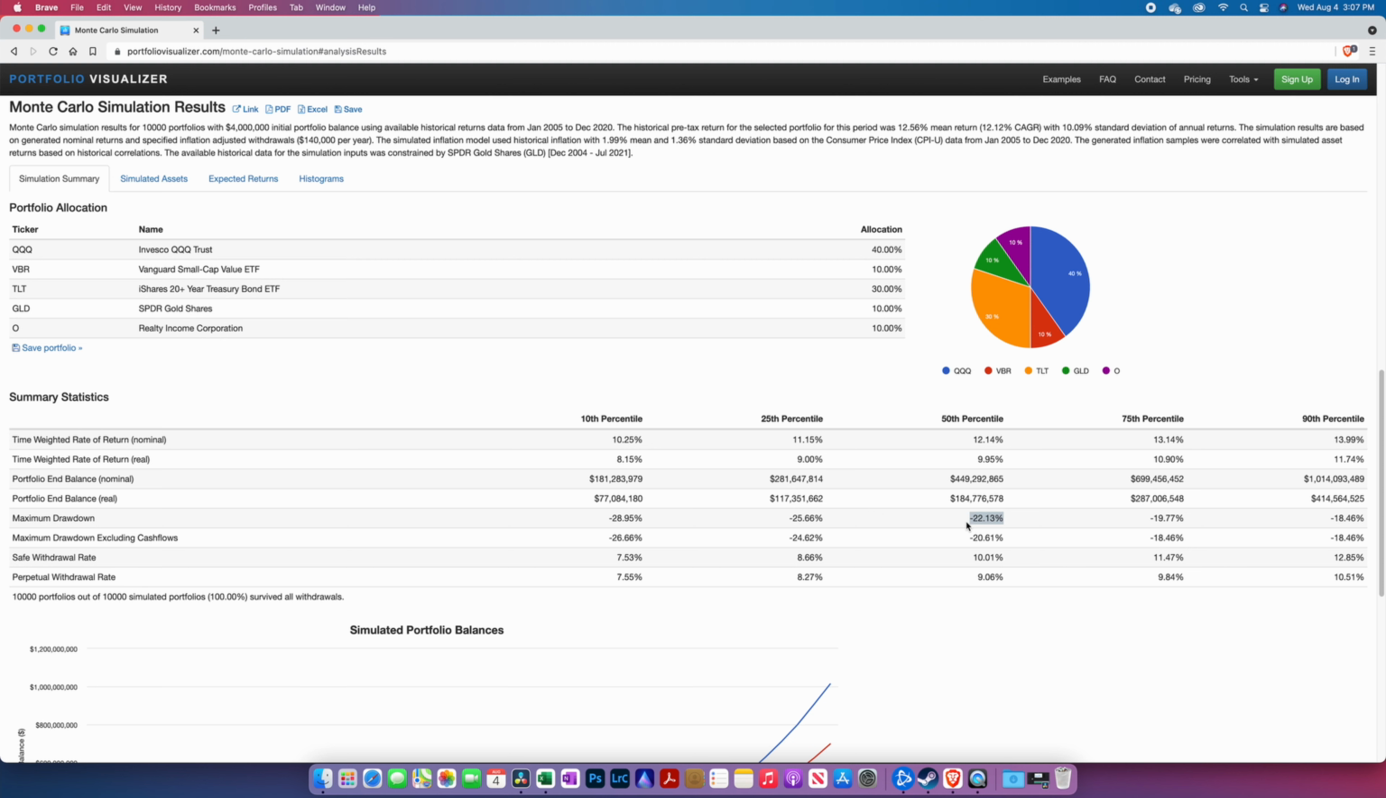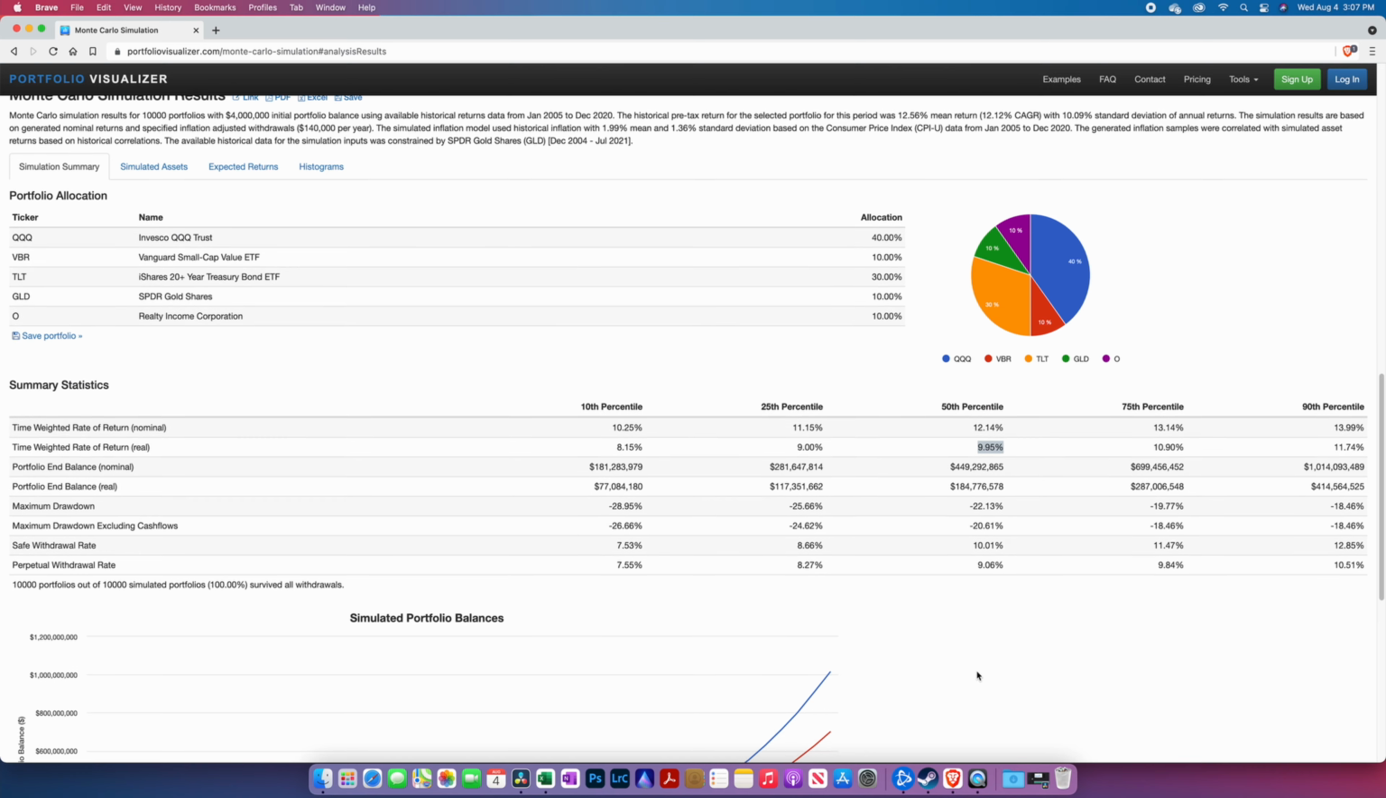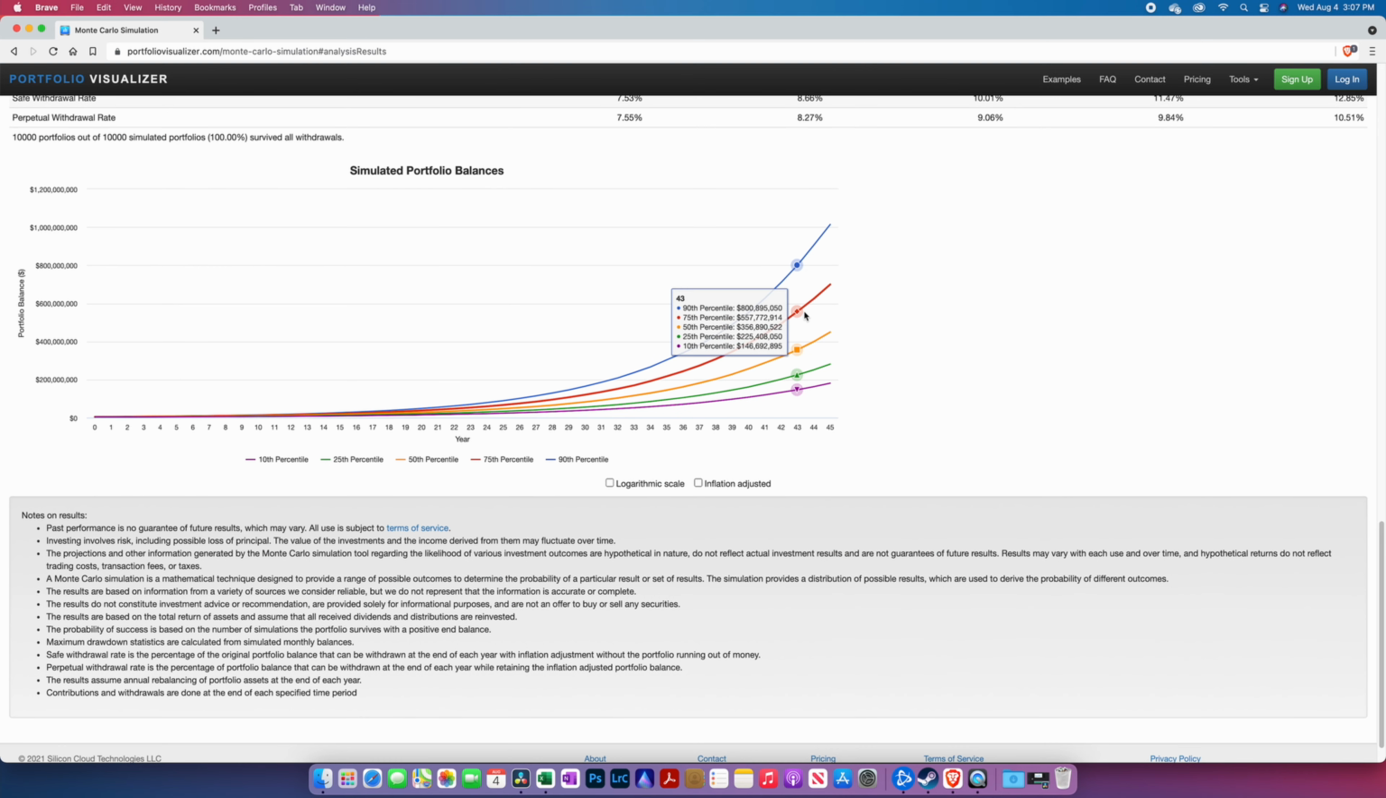But still, I think that this allocation specifically gives you a nice rate of return, which you can see here is right around 10%, and a relatively low drawdown. So it's a really balanced approach to return versus drawdown. So that's why I kind of like it. As we scroll down here, we see the different lines and where they're going to end up, right? So all the portfolios make it over 45 years.